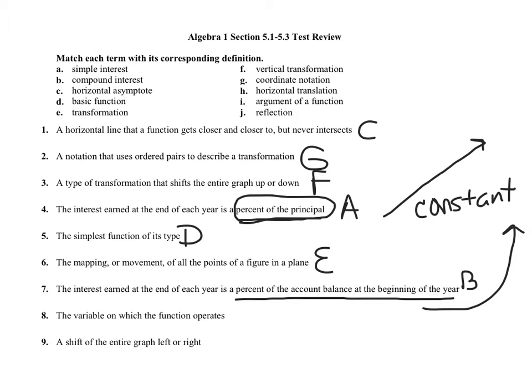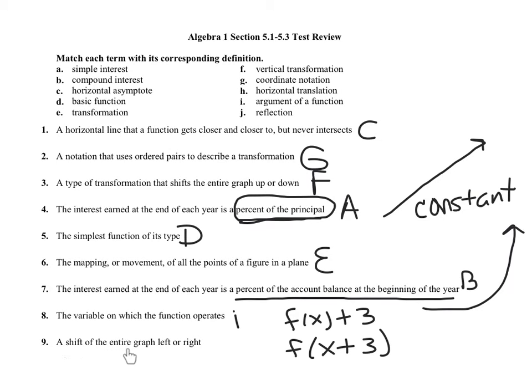The variable on which the function operates, that is the argument of a function. And what that means, for instance, here we have f of x plus 3. This operation is happening to the function. It's taking the function and it's raising it 3 units. This operation, 3, is happening on the argument. It's happening on the actual variable. So that's why the variable on which the function operates is the argument of the function.